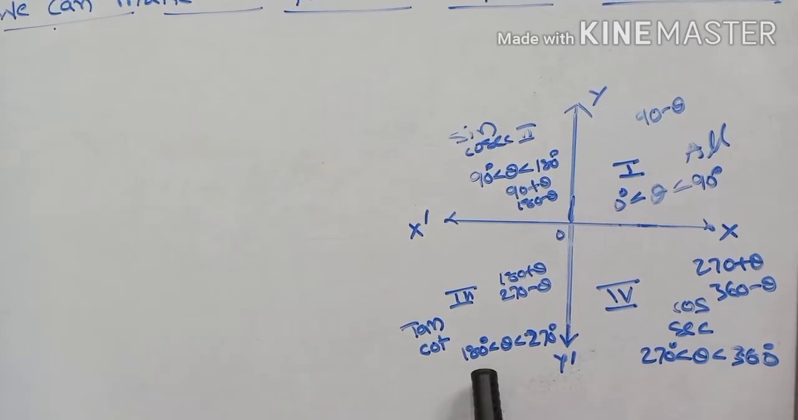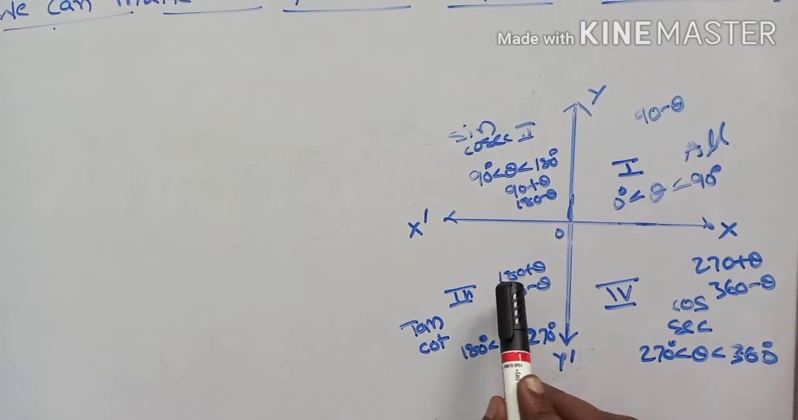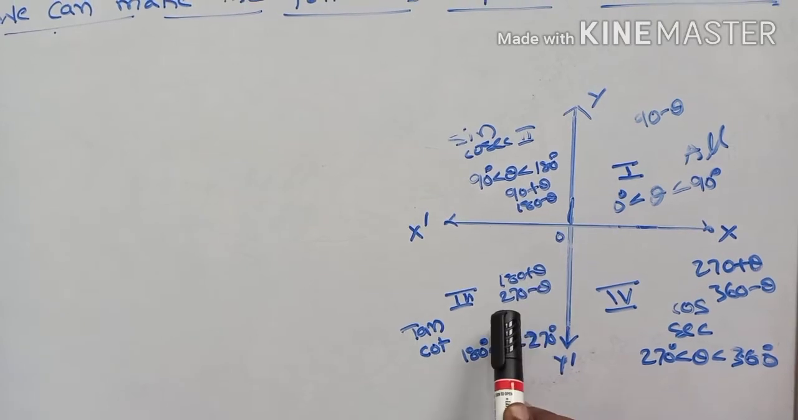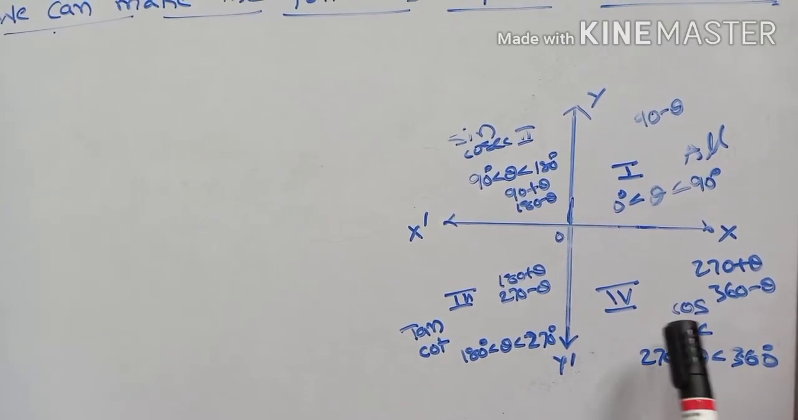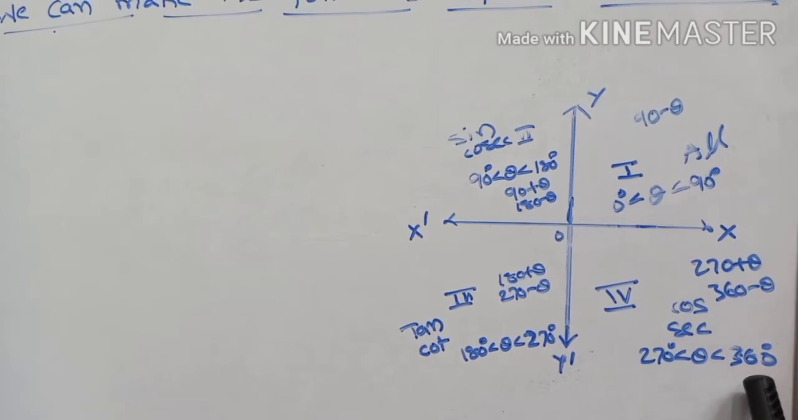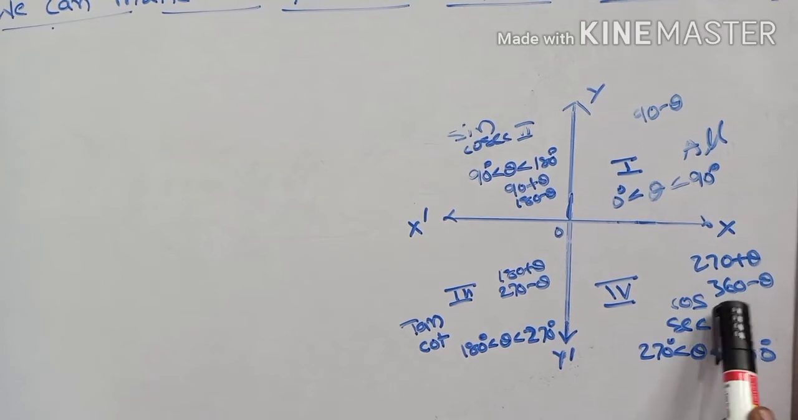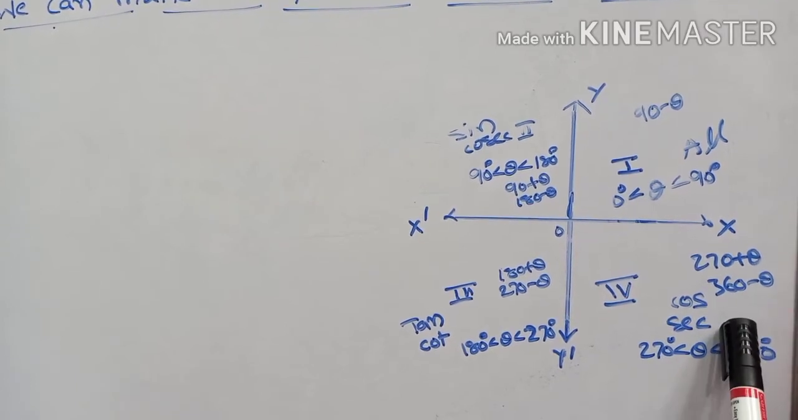In the third quadrant, 180 less than theta less than 270. This means 180 plus theta and 270 minus theta. In the fourth quadrant, 270 less than theta less than 360. This means 270 plus theta and 360 minus theta lie in the fourth quadrant.